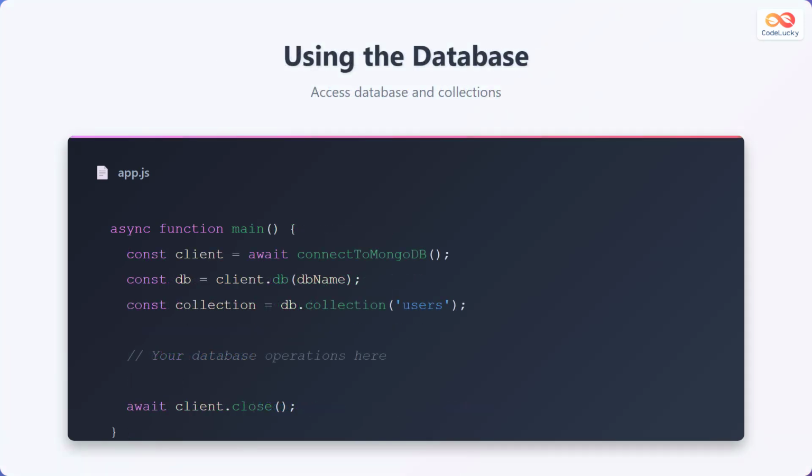Now that we have a connection function, let's use it to access our database and collections. Create an asynchronous main function. Inside the main function, first, call the connectToMongoDB function and await its result to get the client object. Then, use the client.db method, passing in the dbName to access your database. Next, get a reference to a specific collection using the db.collection method, passing in the name of the collection, such as users. Now you can perform database operations on this collection. Finally, after your operations, make sure to close the client connection using await client.close.